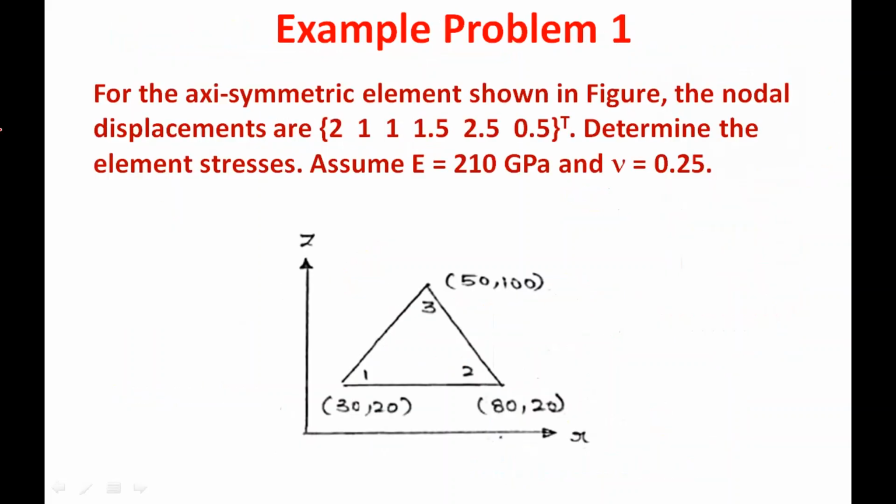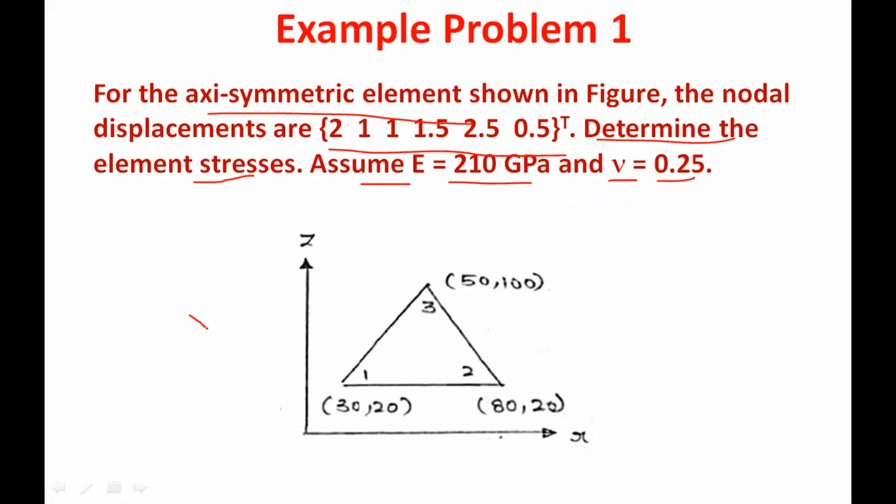The first problem we are considering: for the axisymmetric element shown in the figure, the nodal displacements are given in this matrix form: 2, 1, 1, 1.5, 2.5, 0.5 transpose. The transpose indicates it is a column matrix. Determine the element stresses. Assume Young's modulus E is 210 gigapascal, Poisson's ratio nu is 0.25, material property.